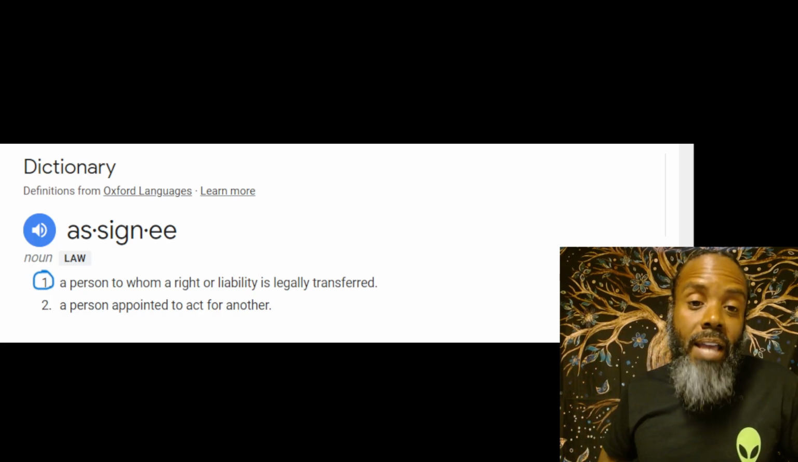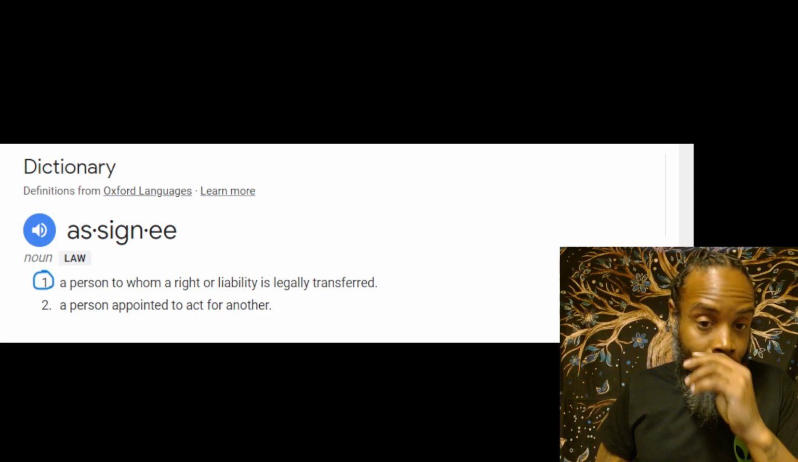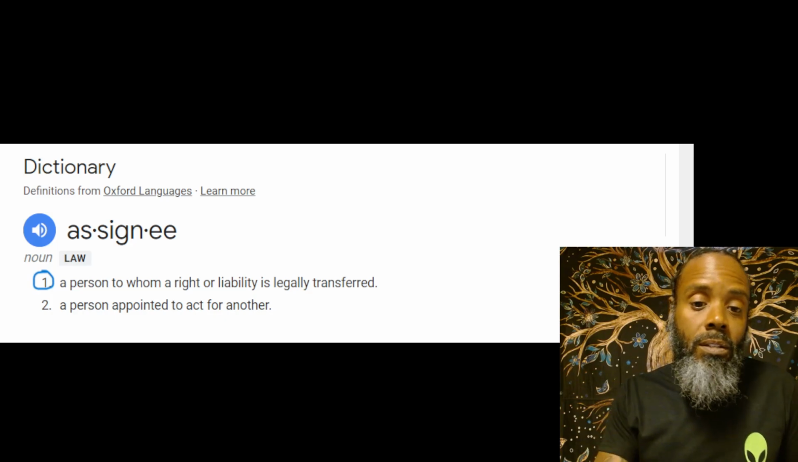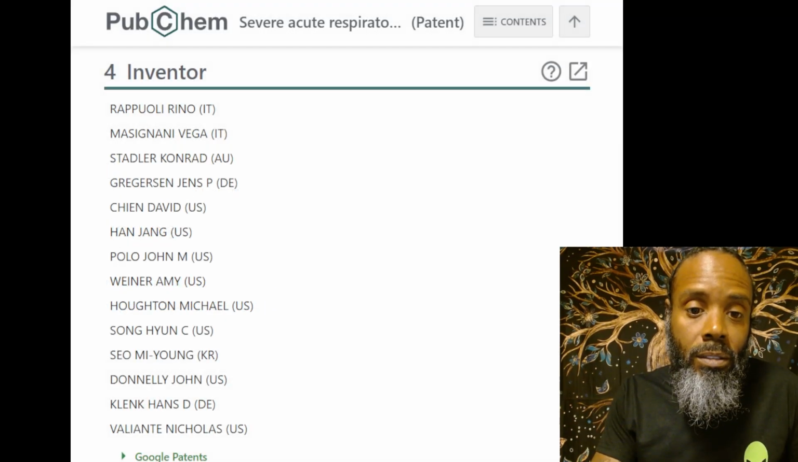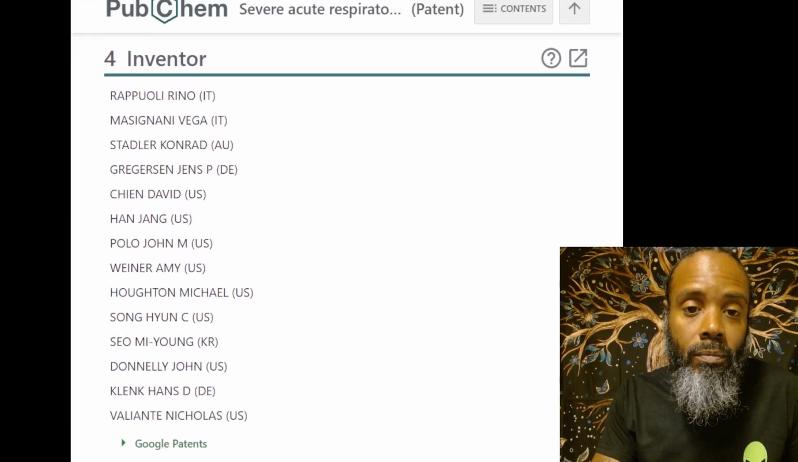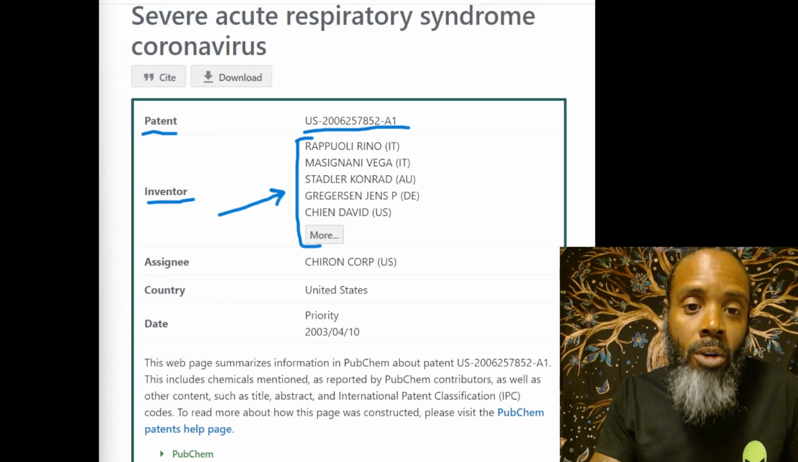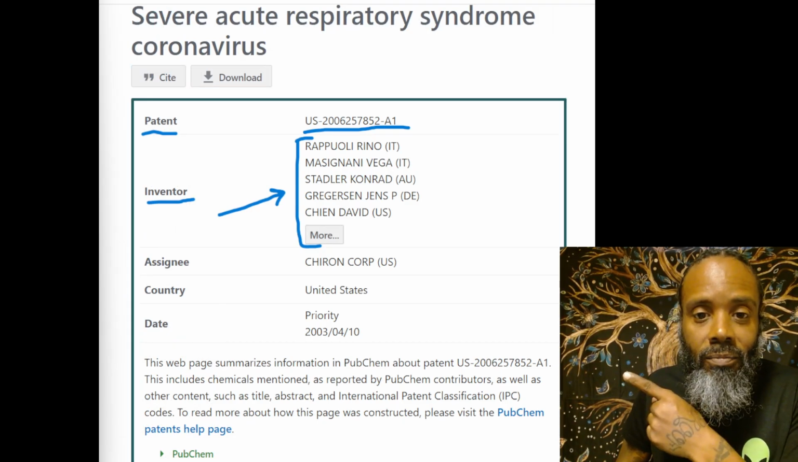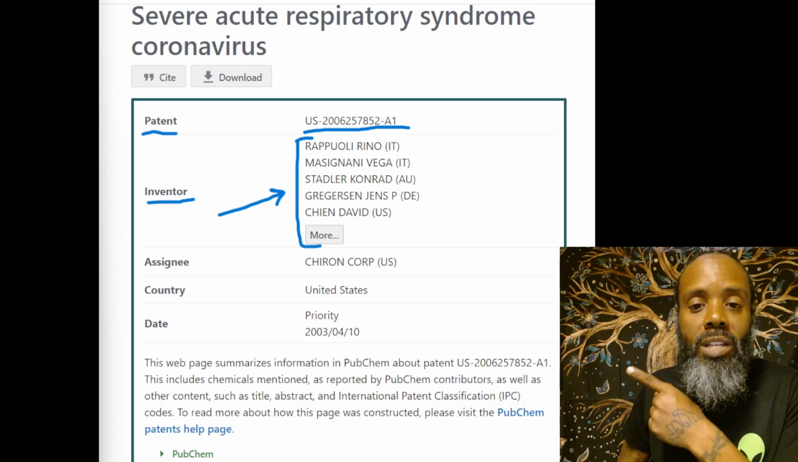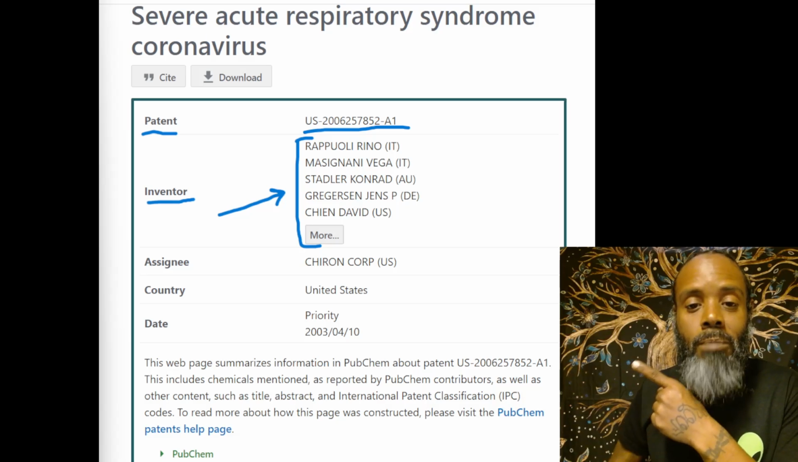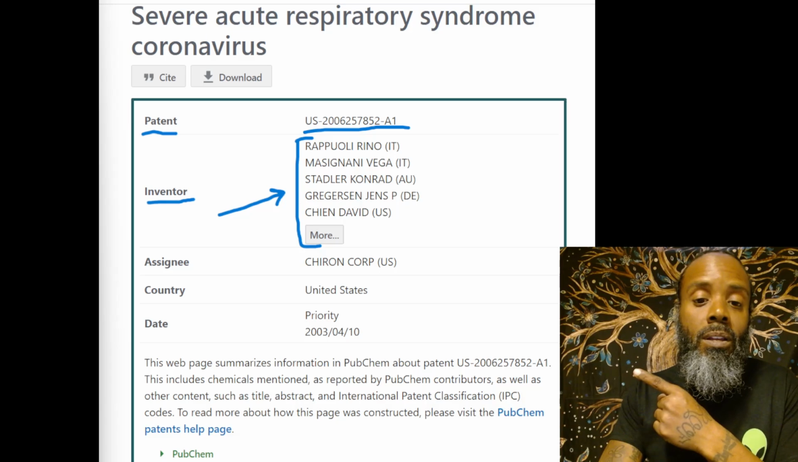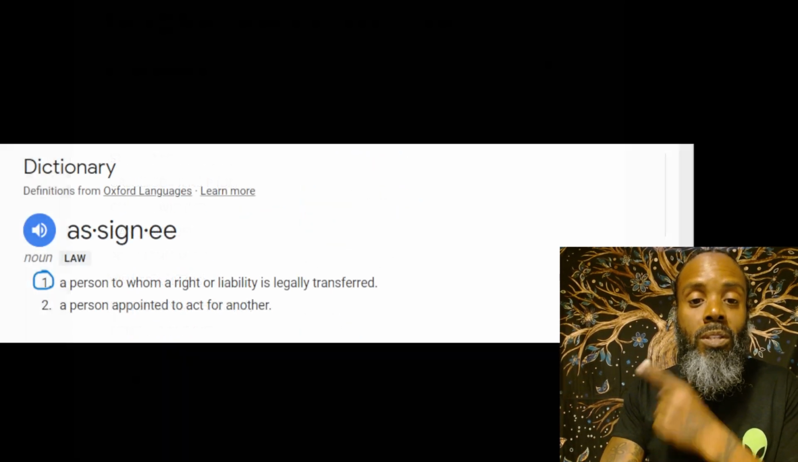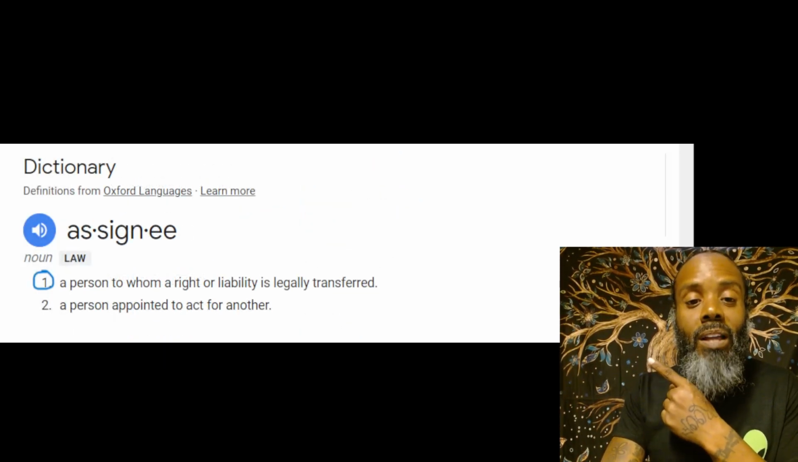And so, an assignee, I think I skipped something. But basically, let me go back. Oh, here. Okay, so under inventor, you got assignee, the Chiron Corporation. That's what I skipped. That's what I want to talk about, because you see who it was assigned to. So what is an assignee? A person to whom a right or liability is legally transferred.